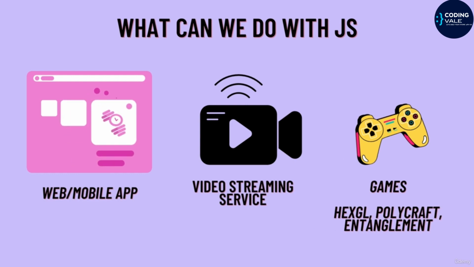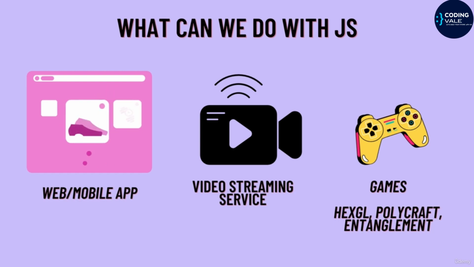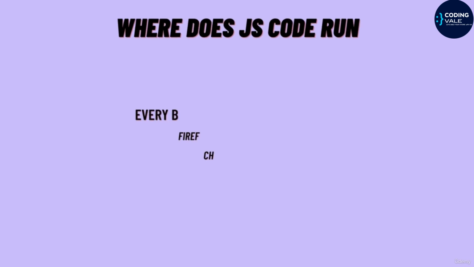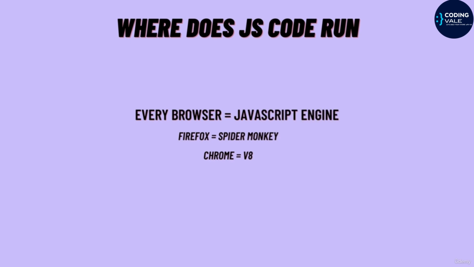Third question, where does JavaScript code run? JavaScript was initially designed to run only in browsers, so every browser has what we call a JavaScript engine that can execute JavaScript code. For example, the JavaScript engine in Firefox is SpiderMonkey and in Chrome it is V8, or version 8.